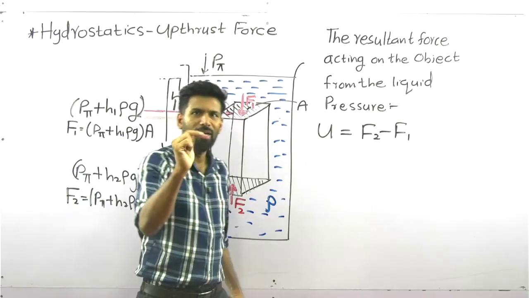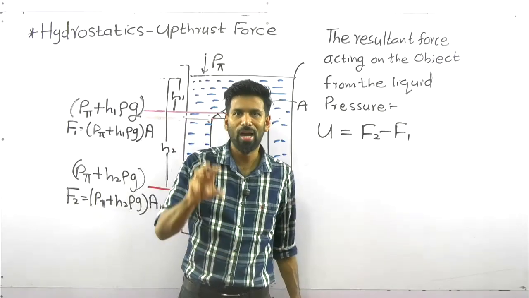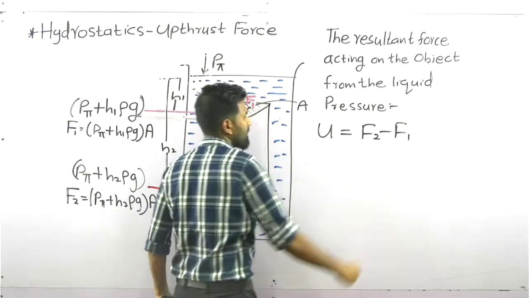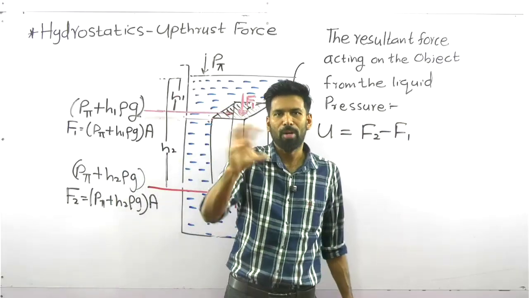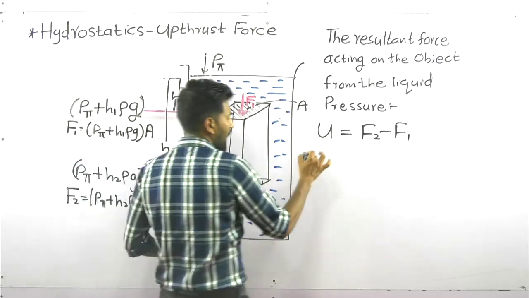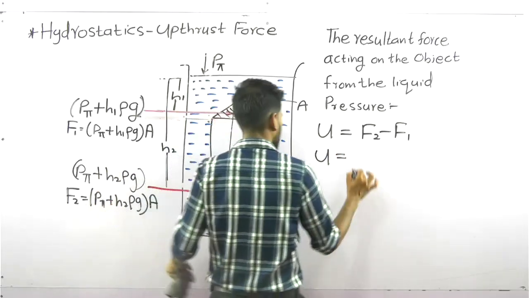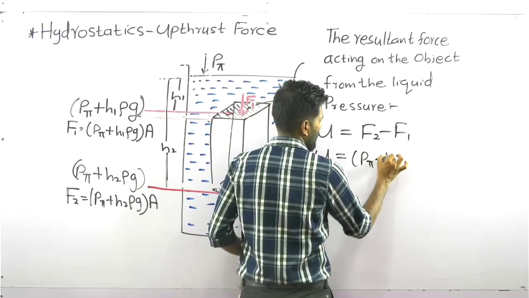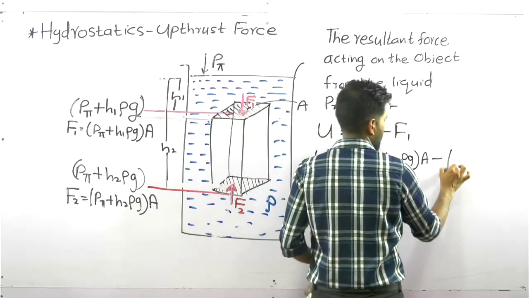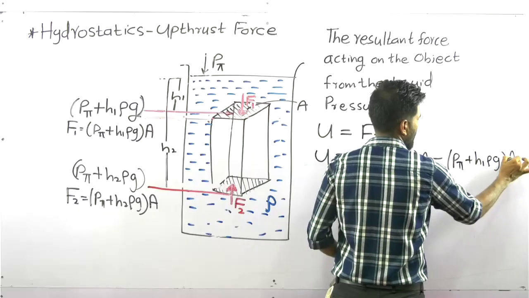So for the other object, F2 is acting upward. As F2 is the higher value, due to the high H value, F2 is large. So what is the resultant force? F2 minus F1. Due to the pressure difference, the resultant force acting on the object is F2 minus F1. It is the upthrust. F2 minus F1 is (P0 plus H2 rho g) times A minus (P0 plus H1 rho g) times A.